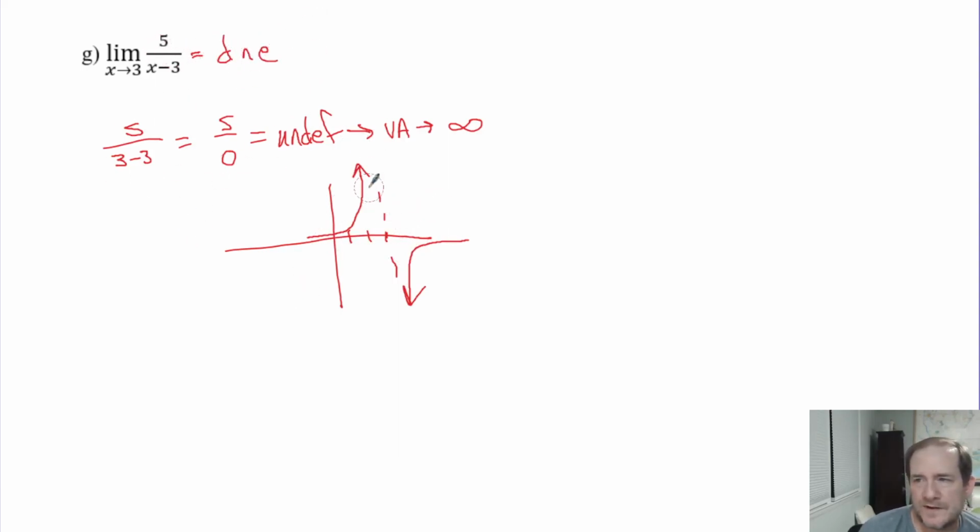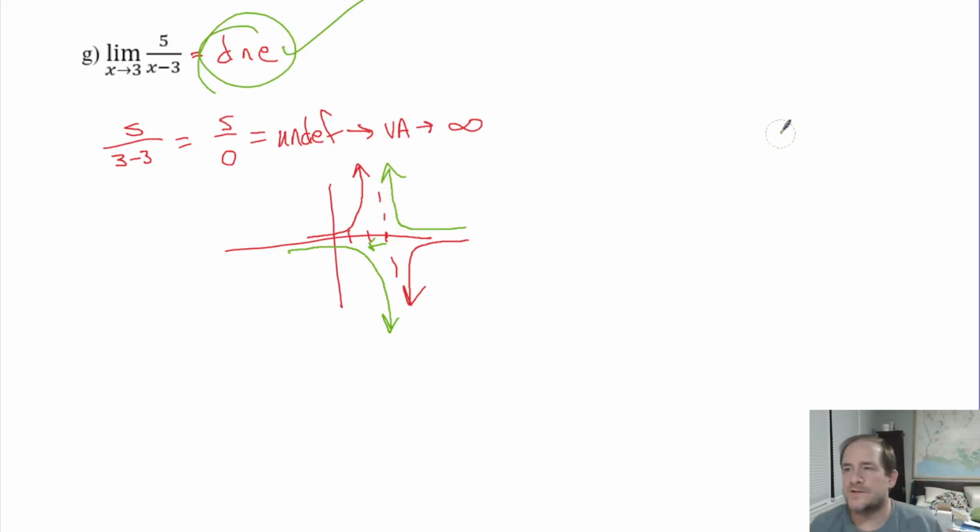You'd have to do something. If I was actually asking you to sort of justify this answer, you better do something. Draw me this picture. By the way, is that picture right? Let's see. If I'm less than 3, then less than 3 minus 3 would be negative. So no, this picture isn't right, because it would be going down on the left and up on the right. So your left hand limit would be negative infinity, your right hand limit would be positive infinity, and that would justify saying that the limit does not exist.